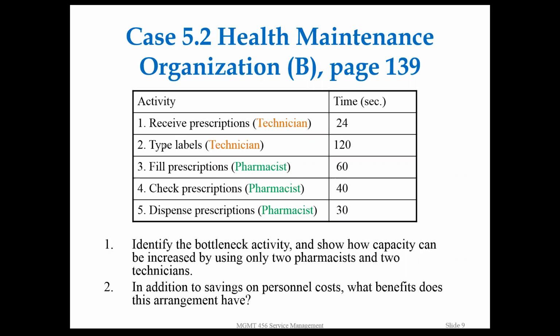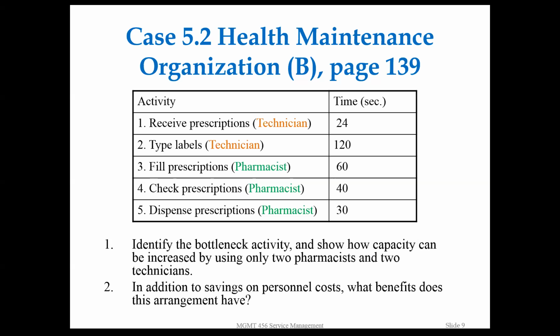So activity 1 or 2 can be done by a technician, and 3, 4, and 5 have to be done by a pharmacist. So when you combine activities, you have to be careful, which means you cannot simply combine 2 and 3 because they have to be done by different people. So first we do the regular process analysis and try to identify the bottleneck. And then we want to figure out if there is any better way we can do it.